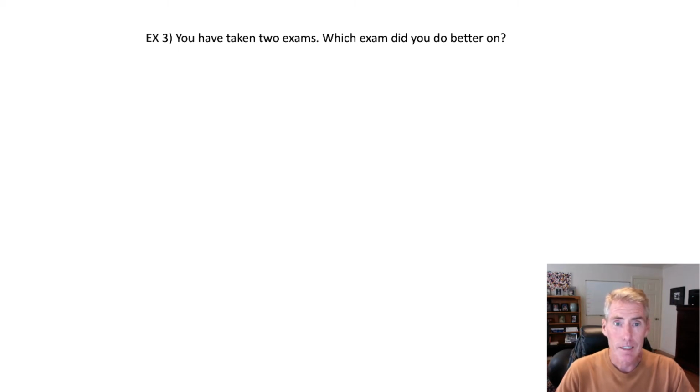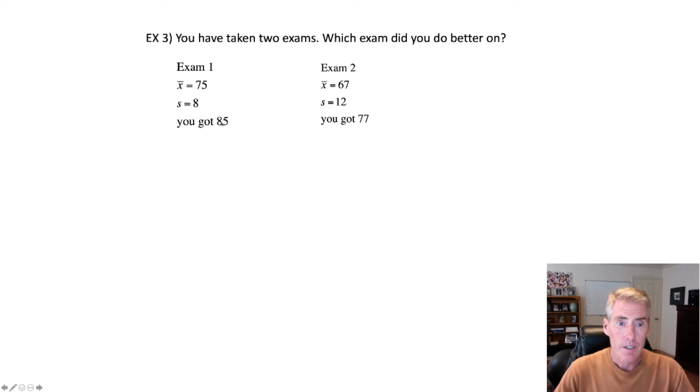Suppose that it's a chemistry class and you've taken 2 exams. Exam 1, the average was 75, standard deviation is 8, and you got 10 points above average. Exam 2, the class average was 67 with a standard deviation of 12, and you got 10 points above average. But which one did you do better on compared to the rest of the class?